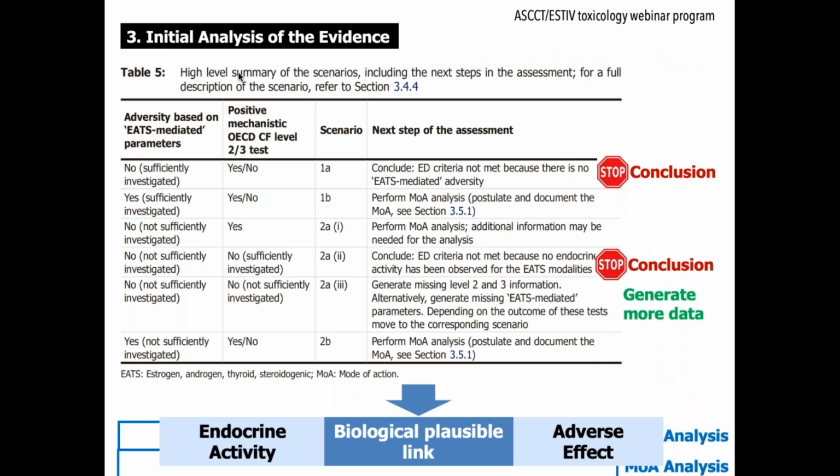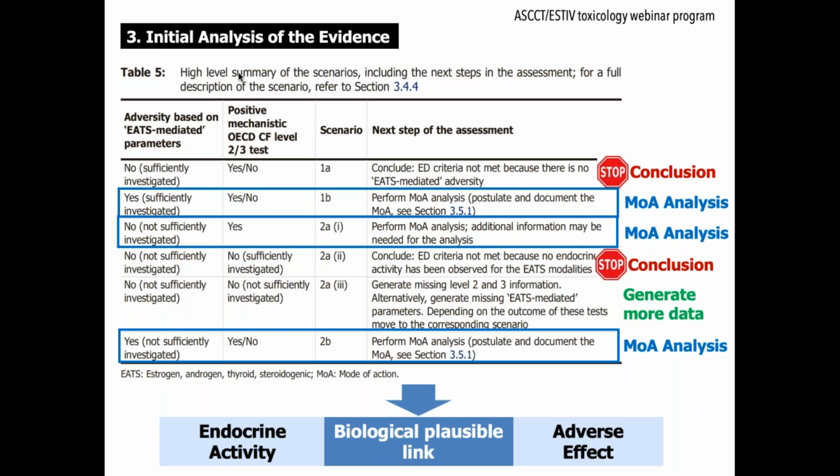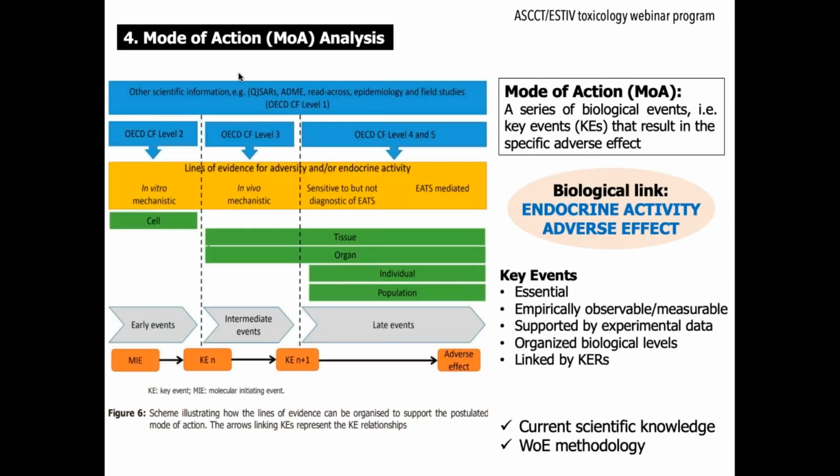And basically, in these 3 scenarios, when potentially endocrine adversity or endocrine activity are identified, it's required to perform the mode of action analysis to establish the biological plausibility of the link between the its-mediated adversity and the endocrine activity, which, if you remember, is the third condition that has to be shown for an endocrine disruptor substance.